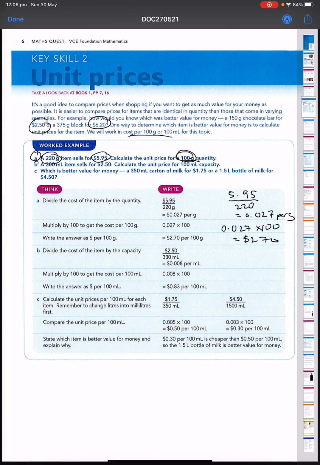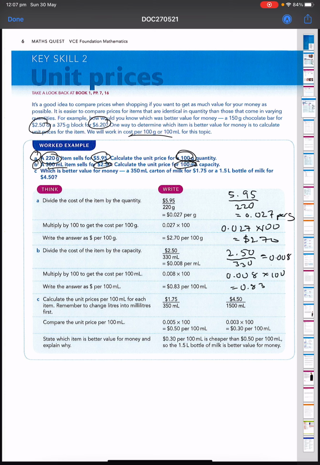If we look at part B, a 300 ml item sells for $2.50. We want to calculate again for 100 ml. The same sort of steps: we take the amount of money, $2.50, and divide it by the quantity, which is 330 ml. That is going to equal 0.008 per mil. We take that 0.008 and times it by 100, which is going to give us 0.83 per 100 mil.